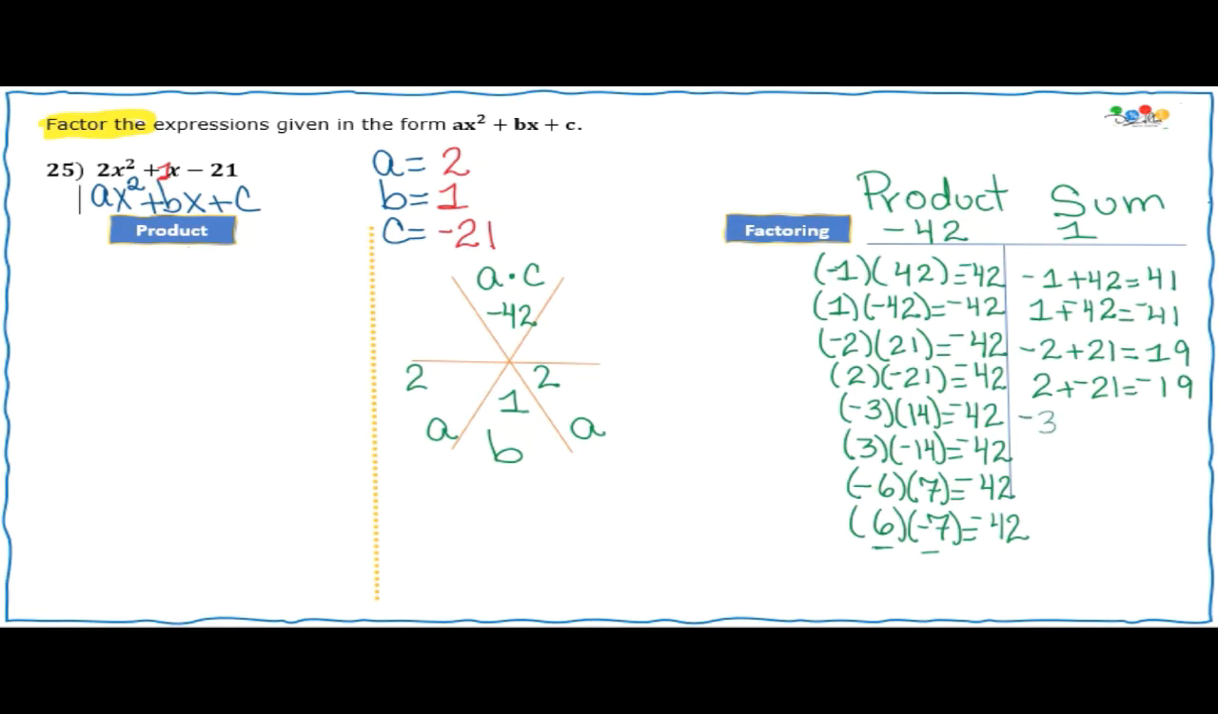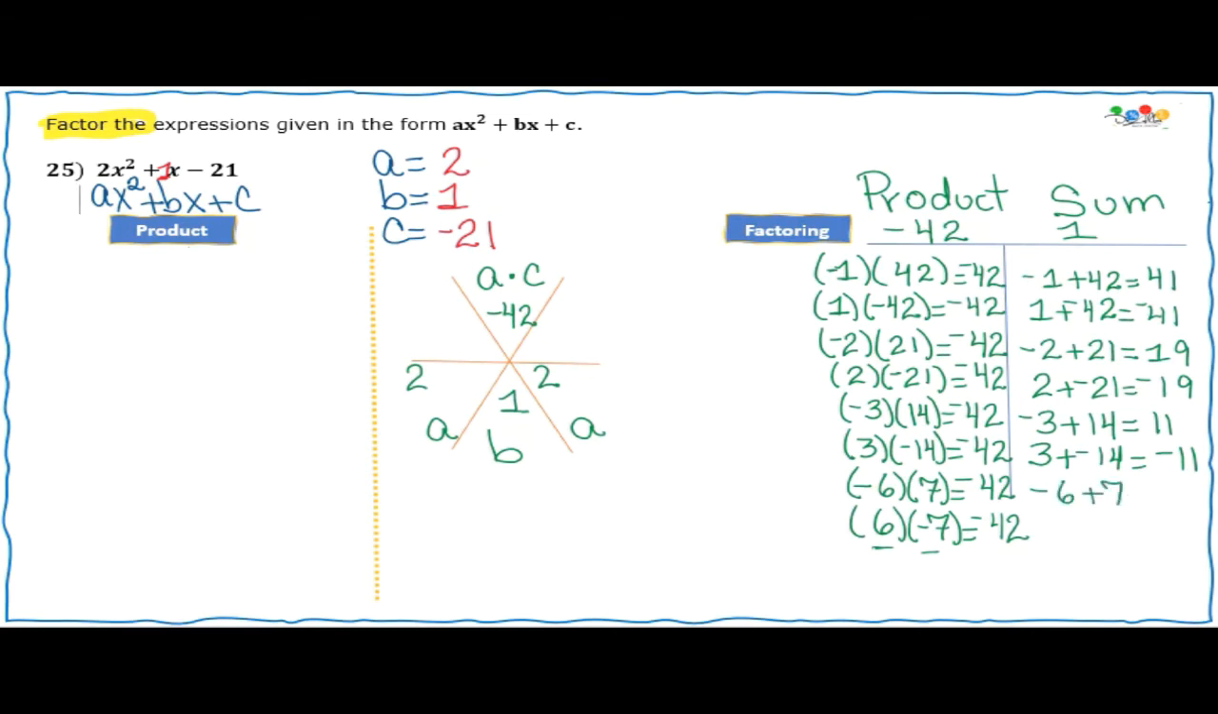What about the next one? -3 plus 14. What do I get? Yes, I get 11. It's kind of getting close, right? But not there yet. Next one, it will be 3 plus -14. And that gives me a negative 11. Not there yet, right?